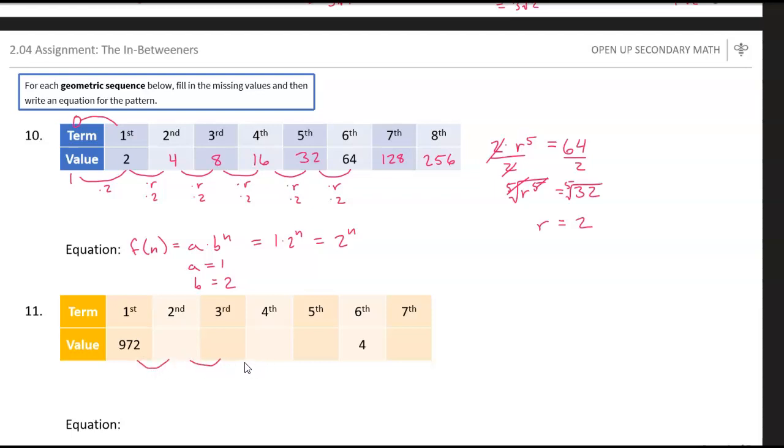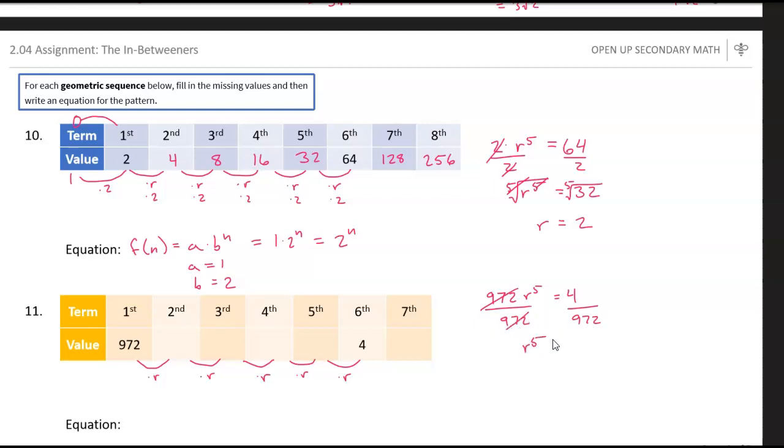Again, we're going to multiply at each step. And we can call it R for common ratio. So there are 1, 2, 3, 4, 5 again. So we're going to get 972 R to the 5th equals 4. Because we started here, we multiplied by R 5 times, we got 4. Now we're going to need to divide both sides by 972 to get R by itself.